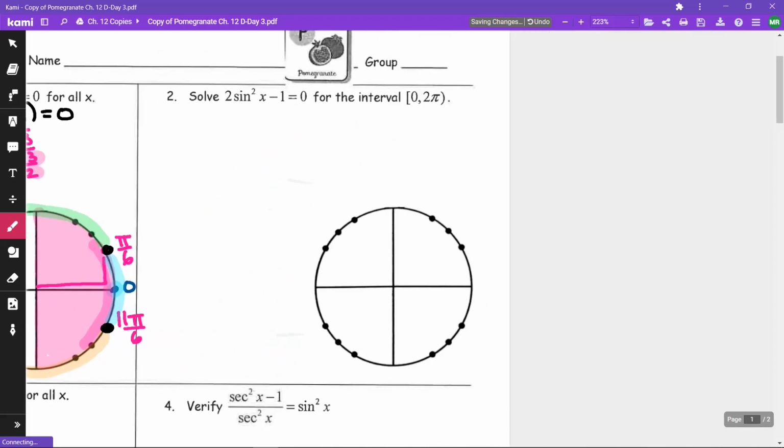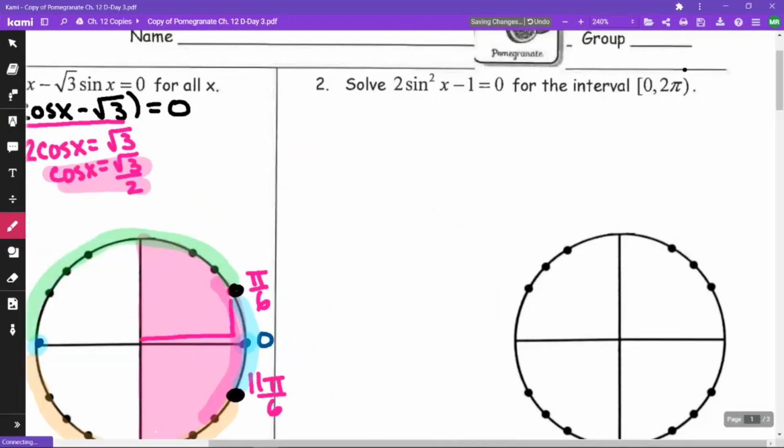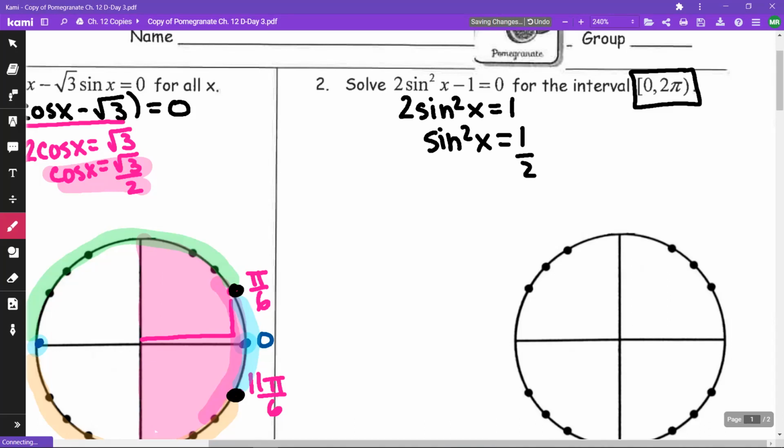On number 2, for this one, pay attention to, they want it from 0 to 2 pi only, but not including 2 pi. Okay, so if 0 is the answer, we don't have to give 2 pi also as an answer. Now, for this, I want to get my sine squared by itself. So I'm going to add 1. I am going to divide by 2.